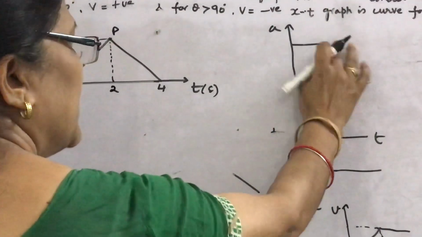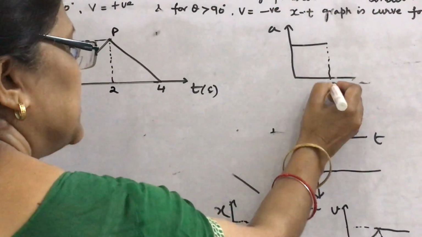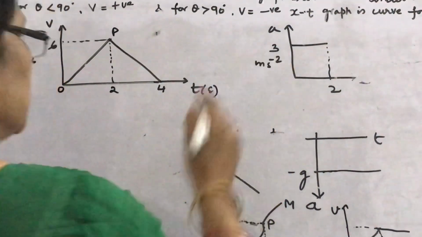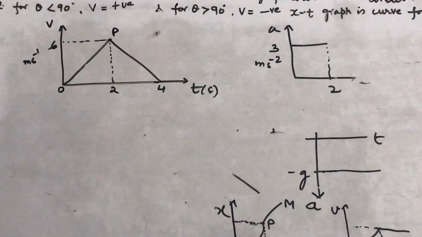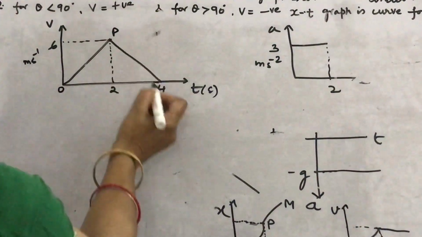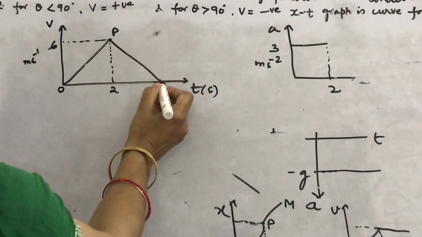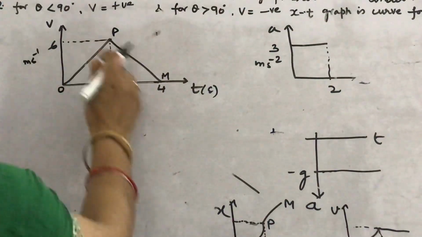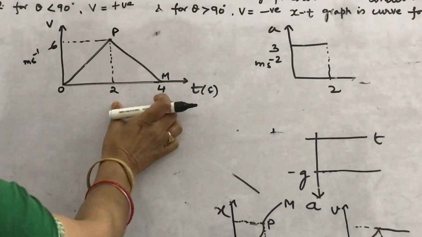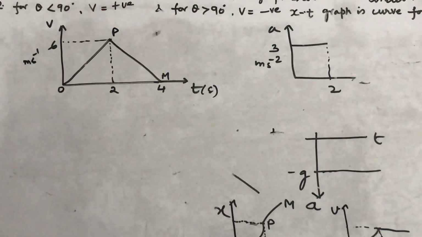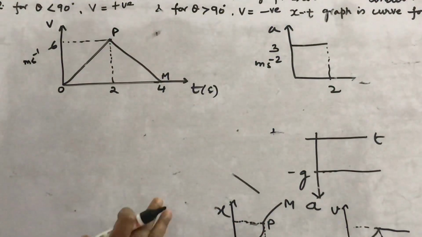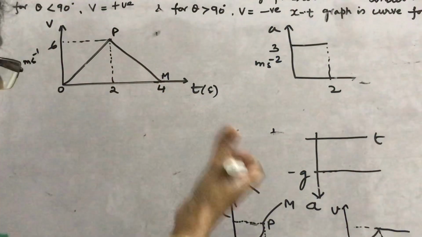In this you will find that if this is the time 2 second, then this acceleration will be 3 meter per second square. How? 6 upon 2. Then what will happen? In this case, from P to this at the time 4 seconds, suppose this point is M, in the PM graph the slope is negative and the time interval is the same. This is the case of retardation. Negative acceleration means retardation.